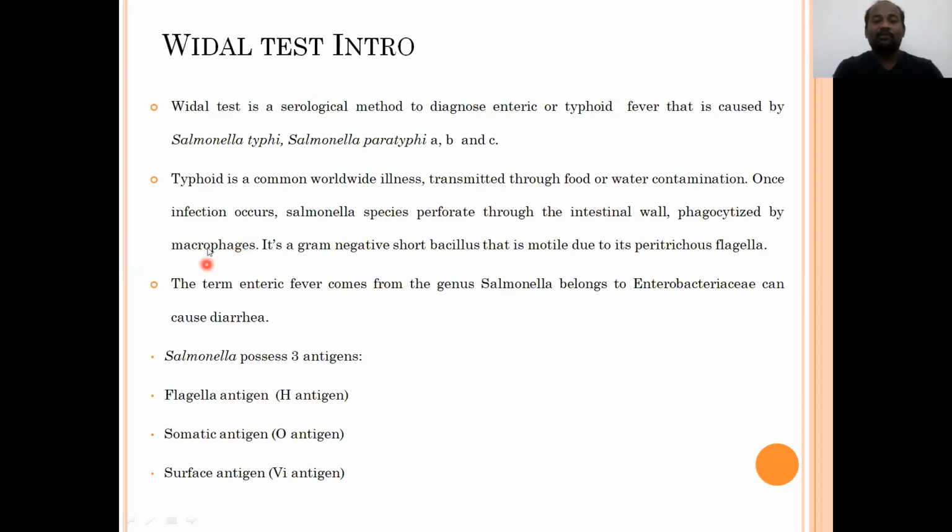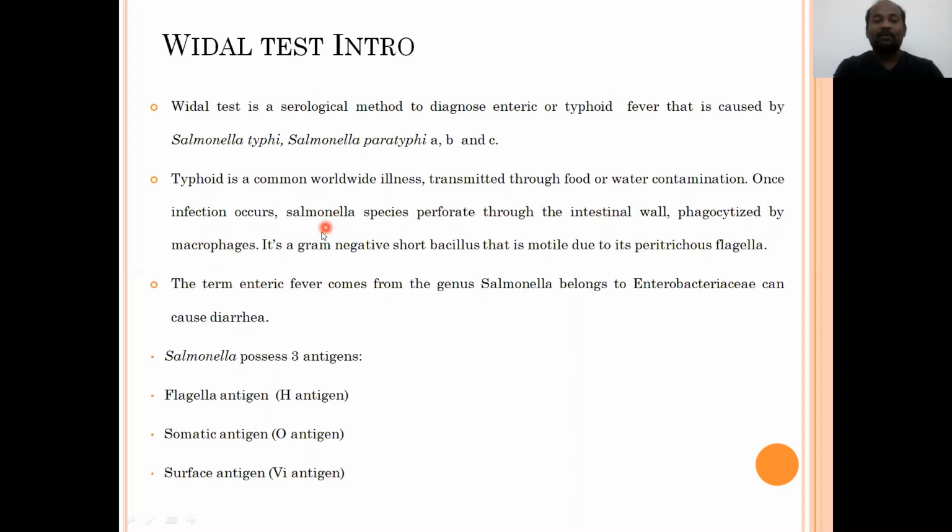So upon the activation of macrophages, there will be a production of antibodies through the B lymphocytes. This is what happens after the individual is infected with the Salmonella species. So after activation of macrophages, there will be a production of antibodies in the infected individual's blood.